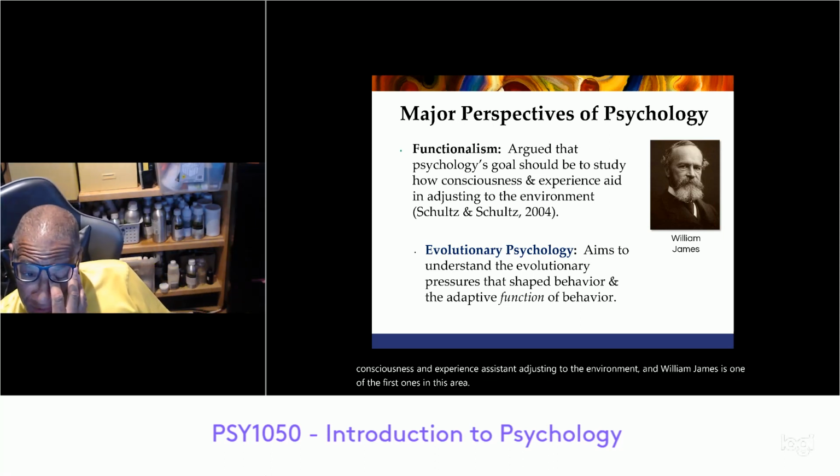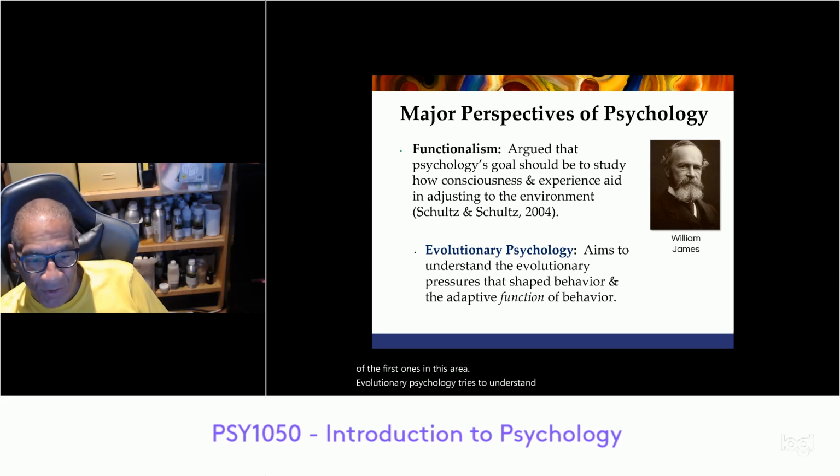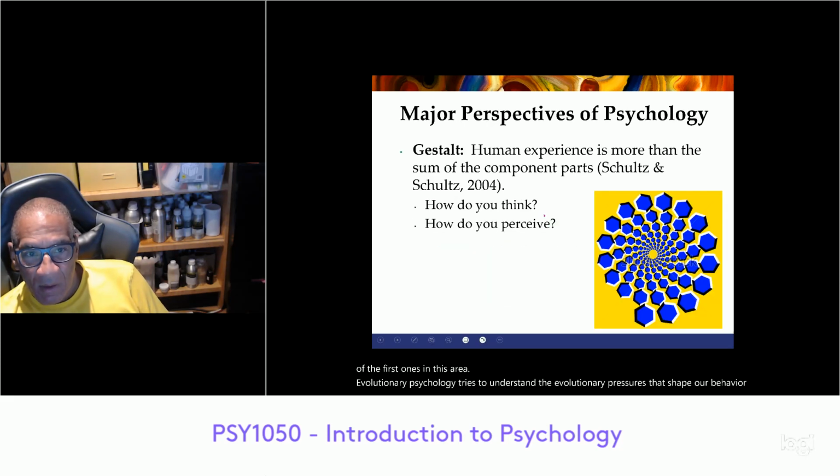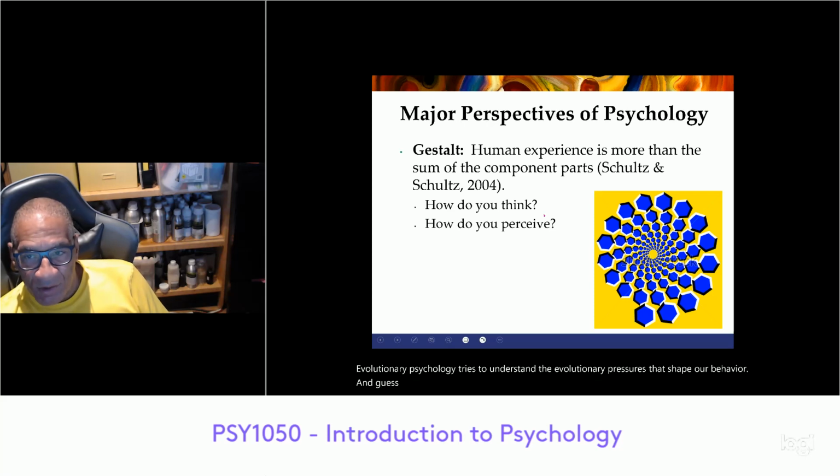Evolutionary psychology tries to understand the evolutionary pressures that shape our behavior. And Gestalt psychology says that human experience is more than just the sum of its parts. You can see from this picture, is it just a sequence of hexagons, or is it one actual thing? They also look at how you think and how you perceive.